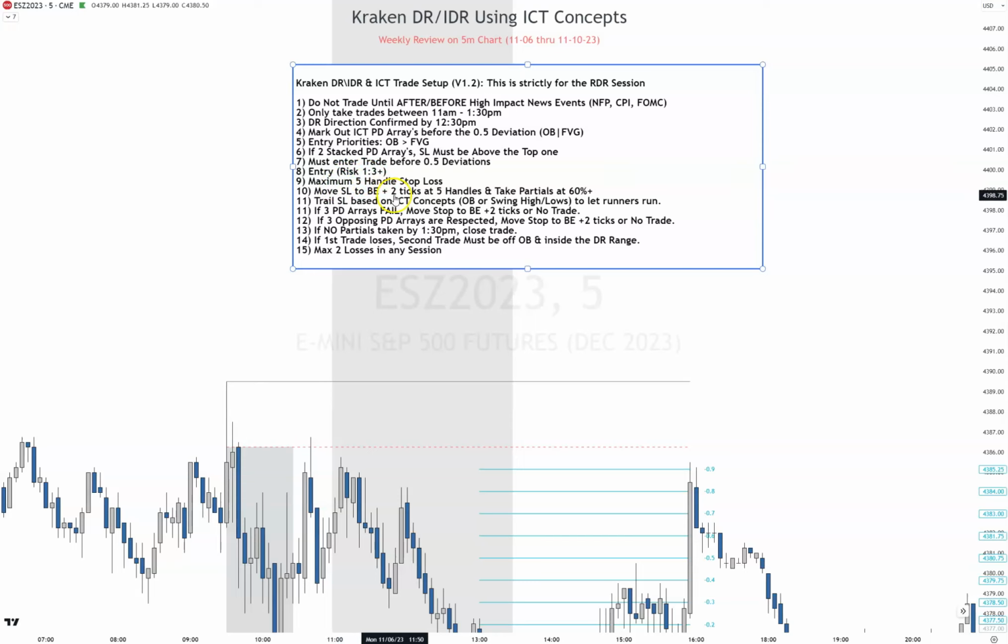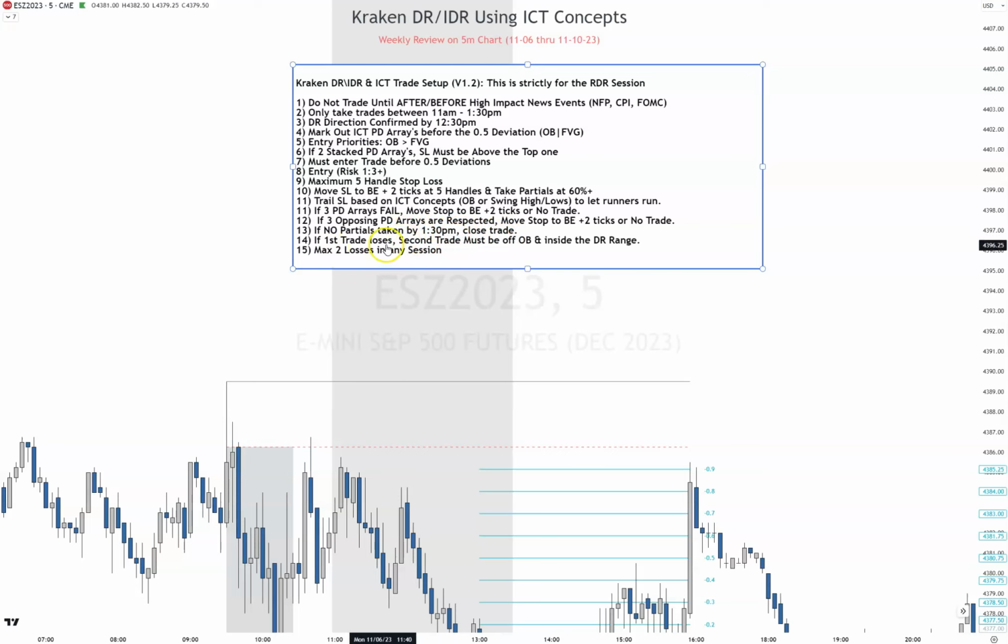Move stop loss to break even plus 2 ticks at 5 handles. And take partials at 60%. Trail stop loss based on ICT concepts, order block or swing high lows, to let runners run. If 3 PD arrays fail, move stop to break even plus 2 ticks or no trade. If 3 opposing PD arrays are respected, move stop to break even plus 2 ticks or no trade. If no partials taken by 1:30 p.m., close the trade.